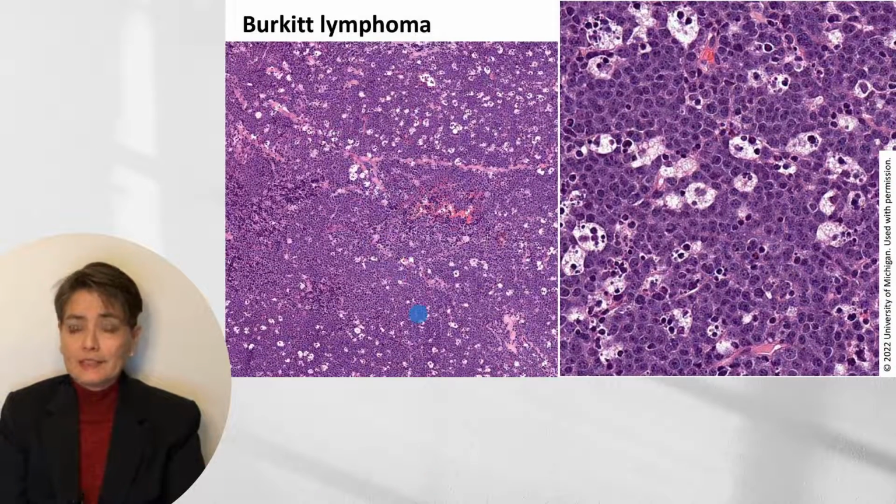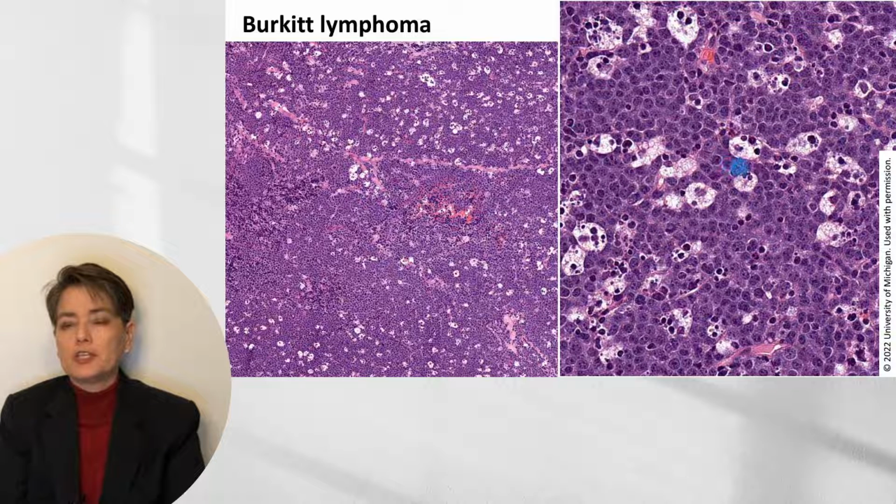So I think this really nicely shows that starry sky appearance. You can see these bright punched out areas. On higher magnification, you can appreciate these are macrophages that have little bits of apoptotic debris within their cytoplasm.